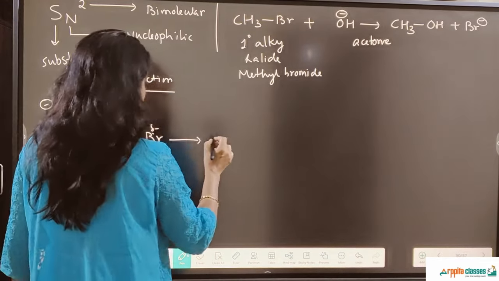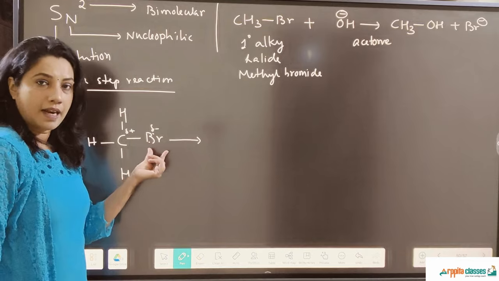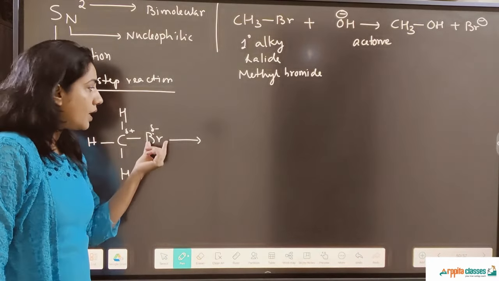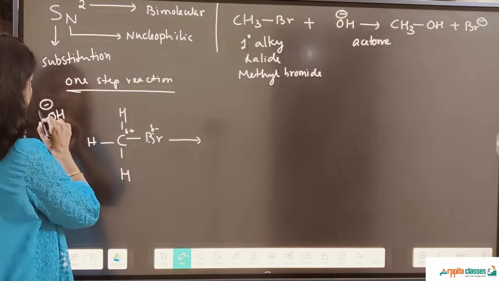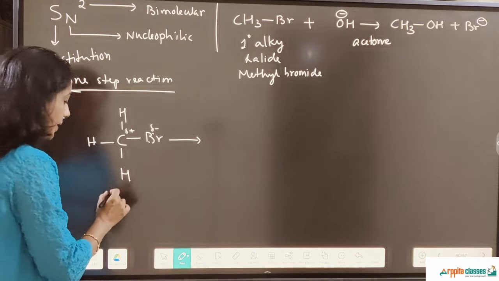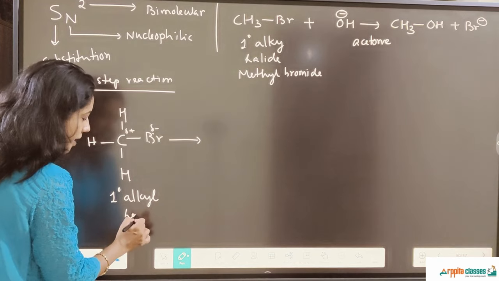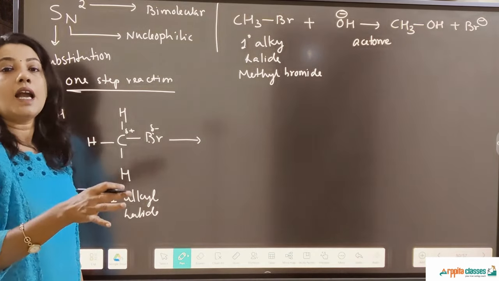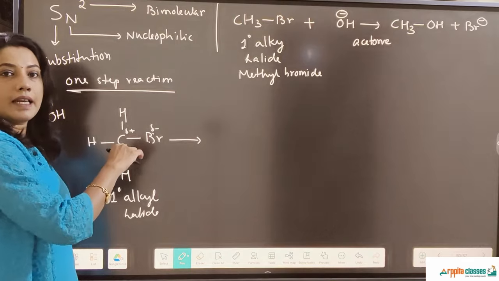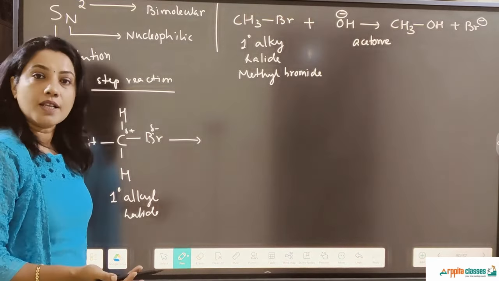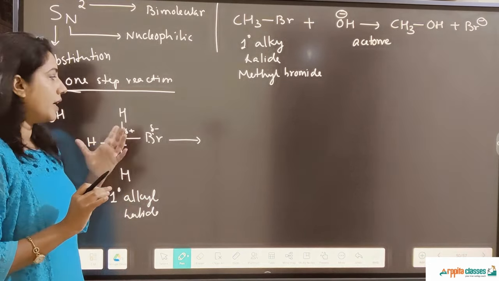The attack should be from the back side. Why? Because Br minus is already there, a negative group is there. So the nucleophile cannot attack from this side, there will be a negatively charged repulsion. So the nucleophile has to attack from the back side. Because of that, your alkyl halide essentially should be a 1 degree alkyl halide, because the back side has to be sterically unhindered. It should not be sterically crowded. If it is a 3 degree alkyl halide, the nucleophile will not get a chance to attack it. It has to be sterically unhindered.